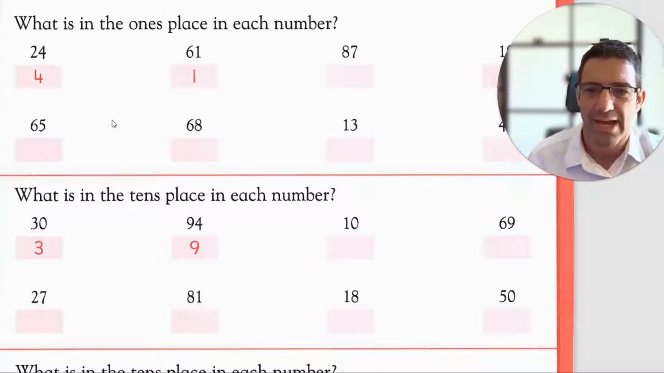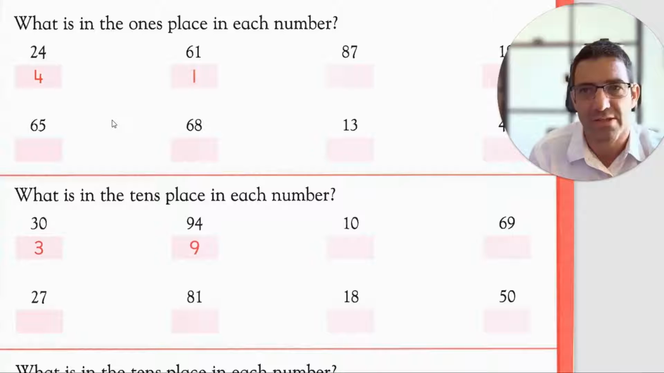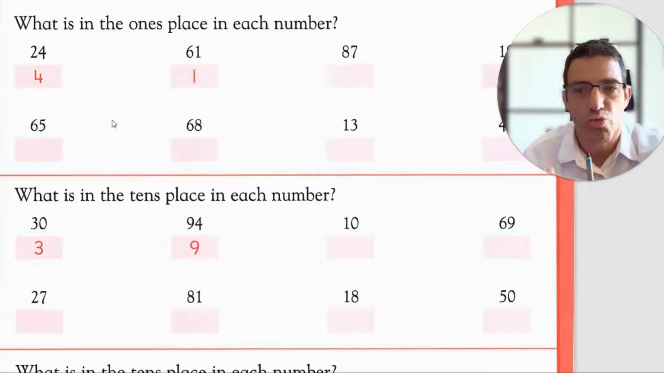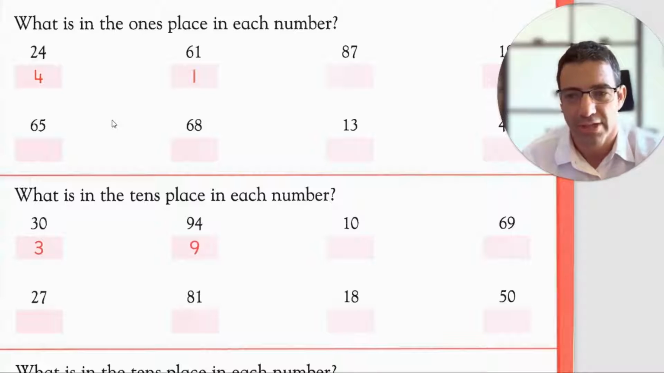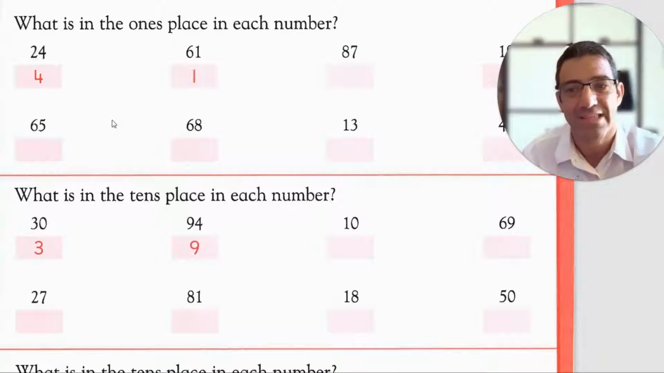Alright, so as you see here, it says what is in the ones place in each number. Now the first number is 24. So you know the ones place is 1, 2, 3, 4, 5, 6, 7, 8, 9. The tens place is 20, 30, 40, 50, 60, 70, 80, 90. These are the tens places.